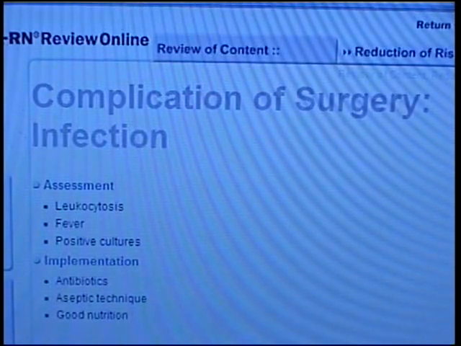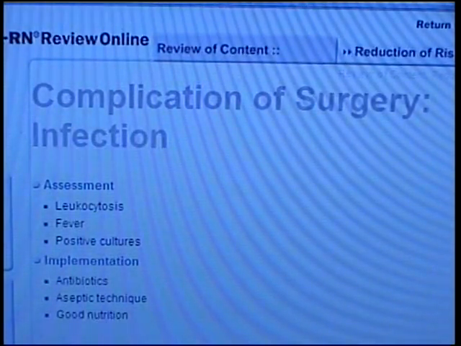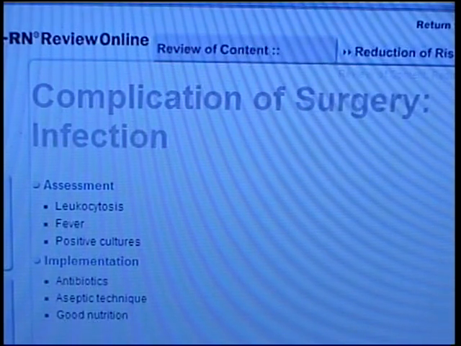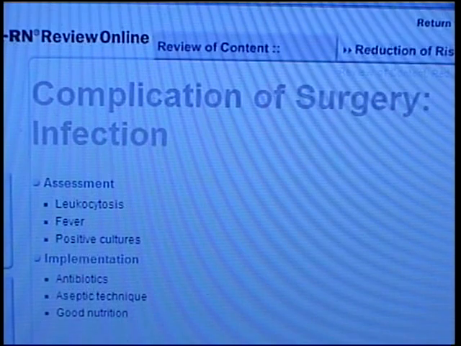The type of nursing care and treatment you do for infection after surgery, the patient will be put on antibiotics, usually IV. Again, you want to reestablish and make sure that all care of the patient takes place with aseptic or sterile technique. And again, good nutrition. The physician may order TPN for the patient or a high protein diet, something to help reestablish good nutrition for good wound healing.